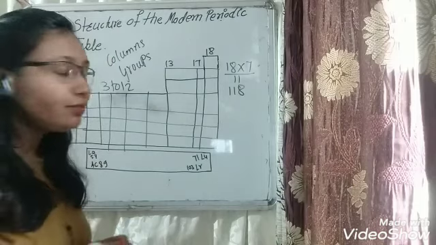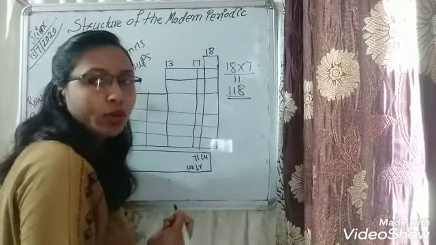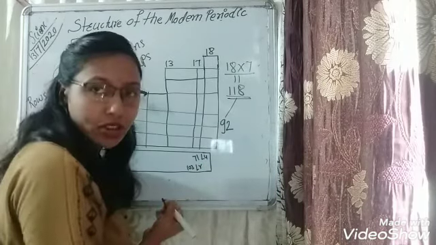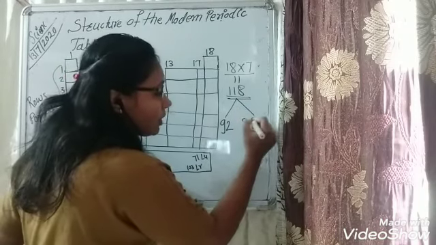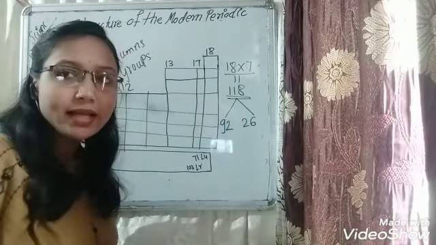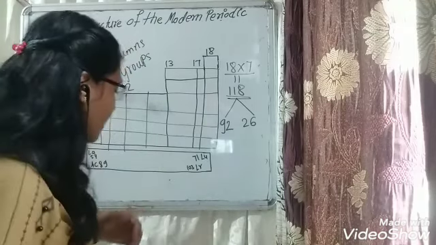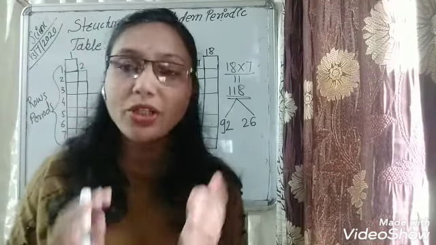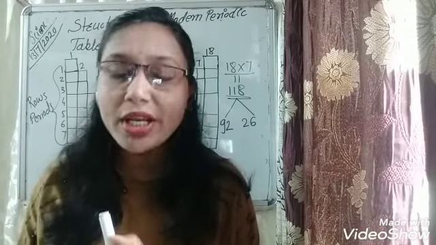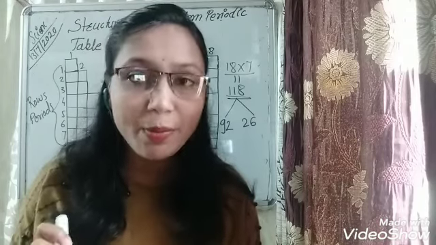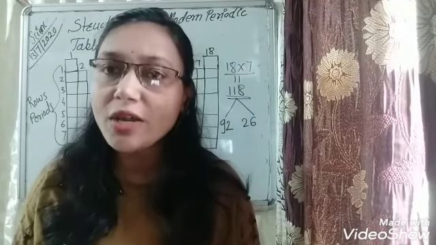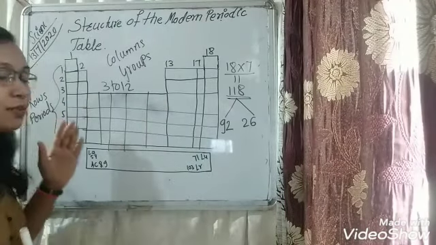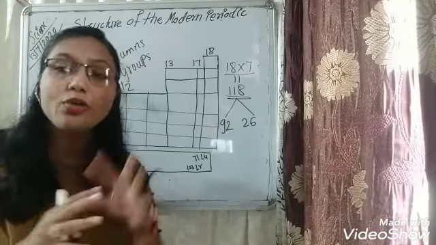Out of the 118 elements known till date, 92 are found in nature, whereas the other 26 are synthesized in the laboratory. Next, all the elements are arranged by important properties, that is electronic configuration, atomic number, chemical properties and physical properties. Each and every property of the elements is satisfied in the modern periodic table. This modern periodic table is divided into 4 blocks.